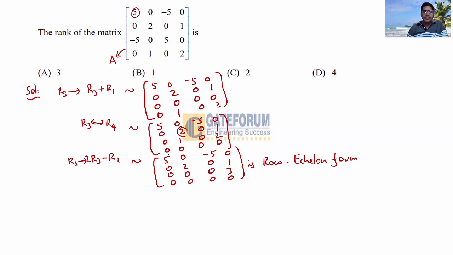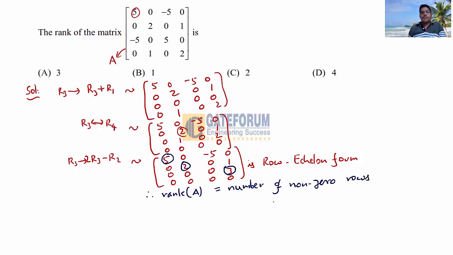So the number of zeros before the first non-zero element in each row is less than the number of such zeros in the next rows. So the rank of the matrix A is equal to the number of non-zero rows in the last step, that is 3 non-zero rows. So the answer is 3. Accordingly, the option is A. This is the end of the question.